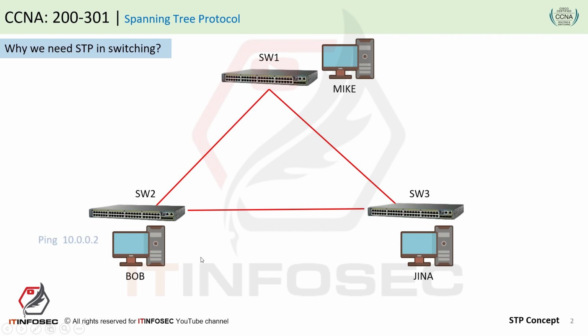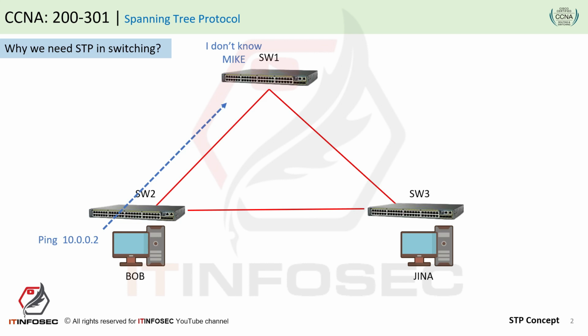What's the problem? This is Bob, Mike, and Gina. My computer's IP address is 10.0.0.2. Bob pings 10.0.0.2 and starts sending a packet to Mike. But before the packet reaches Mike, my computer is turned off. So SW1 receives a packet whose destination is not present now.